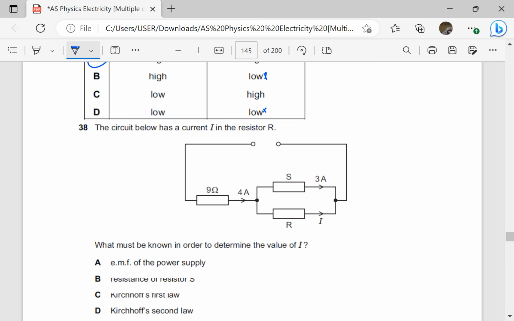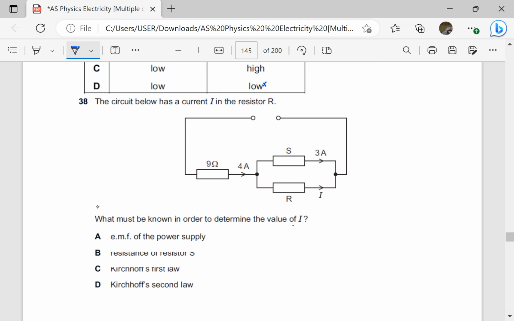What must be known in order to determine the value of I? Of course, it is easy to tell I if I know this as 4. So 4 is going to be 3 plus I. I'm using Kirchhoff's first law at the junction. The sum of current entering the junction should be equal to the sum of current leaving the junction. So I would be 4 minus 3, which is 1 ampere.